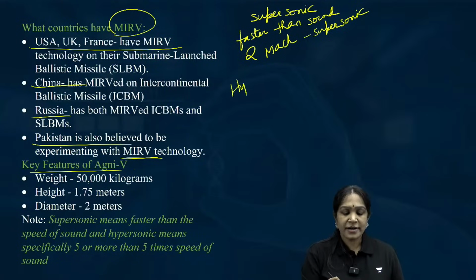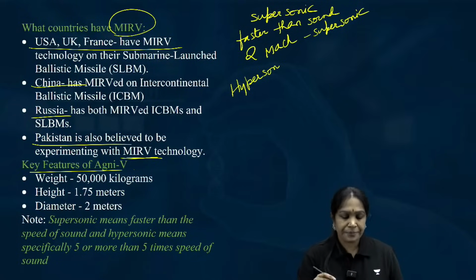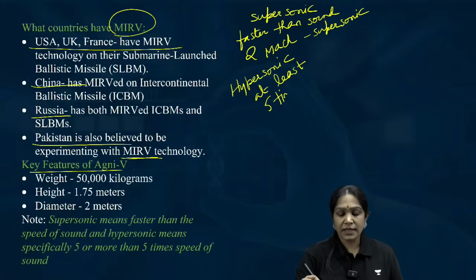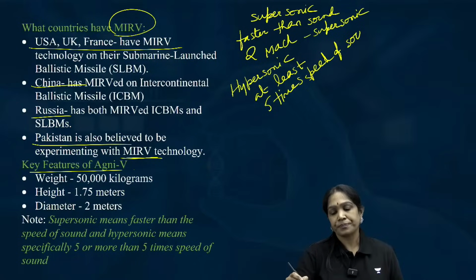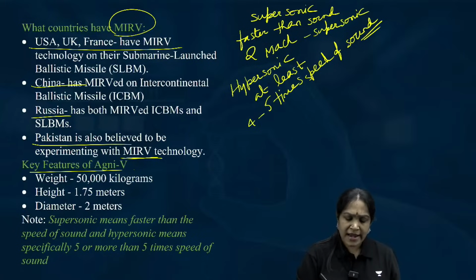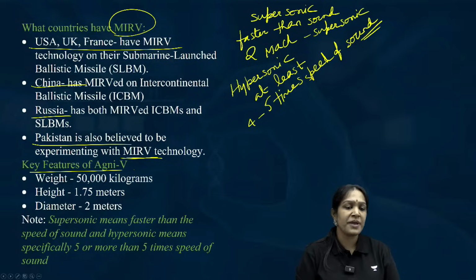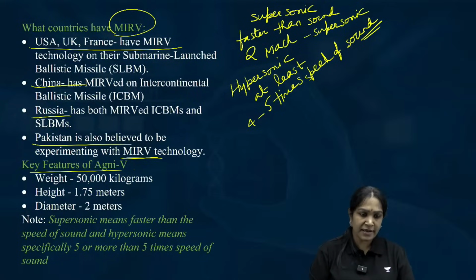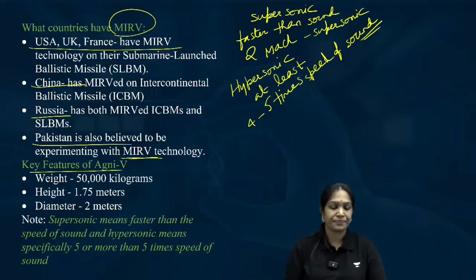But we have another word called hypersonic. What is hypersonic? At least 5 times the speed of sound. At least 4 to 5 times, yes. At least 4 to 5 times the speed of the sound. Is it clear? Okay, that is called as hypersonic.